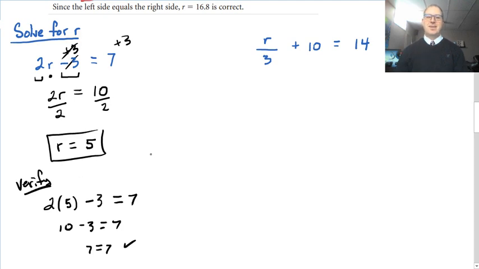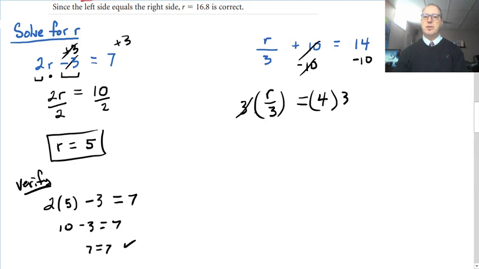Okay? All right, what about the next one? Well, I'm not going to do the multiplying by 3 first. No, I'm going to subtract 10 first, to both sides. So now I have r over 3. This is gone. Positive 10 minus 10, 0. So that's nothing left over there, right, in this part. Equals, what's 14 minus 10? 4. Okay? Now, I still need to get r by itself, so I need to multiply both sides by 3.